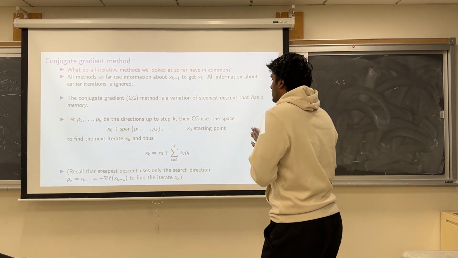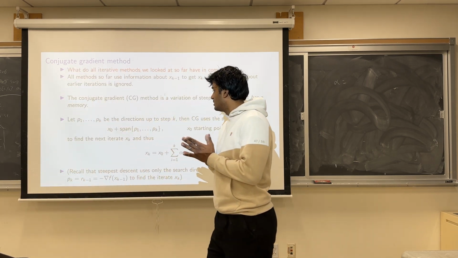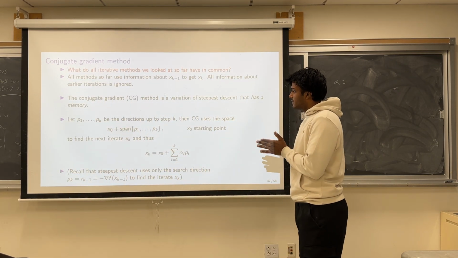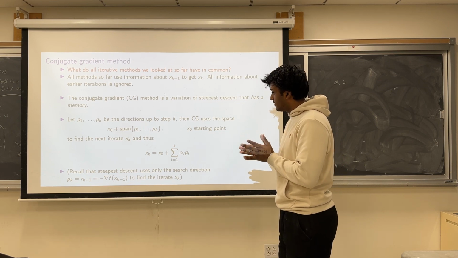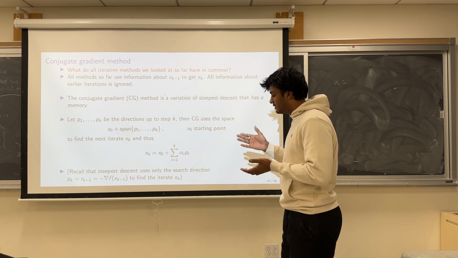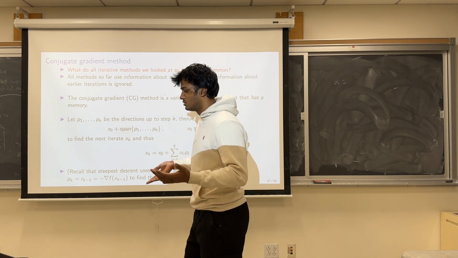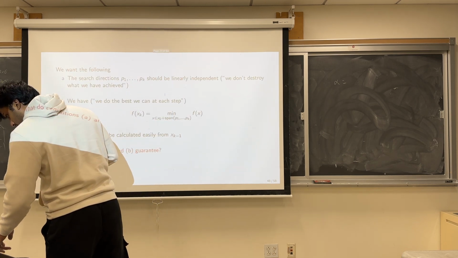Okay. Given the directions up to step k, we look at the entire thing spanned by that and minimize in that entire span. Then whenever we add the new direction, we minimize in the new column span.